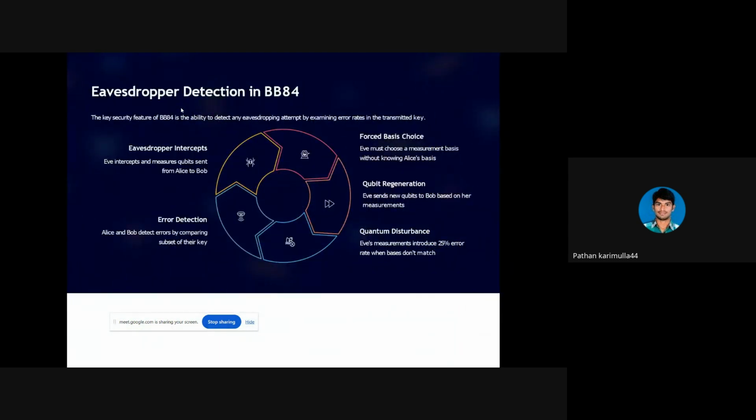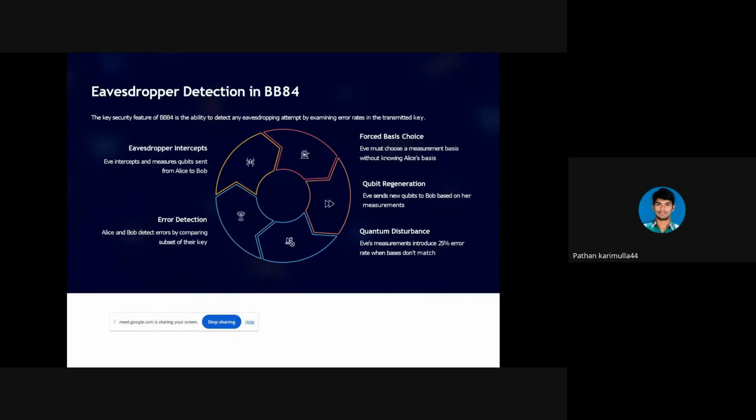So eavesdropper detection in BB84. An eavesdropper cannot, as we discussed, change the state of that particular photon which is transmitted from source to destination. Why are they not able to intercept? When, for example, 0 is coming from the source side, at the destination side we should also expect 0. It's not 1. So there are measuring techniques at the destination side that keep trying to get the value which is shared from the source.